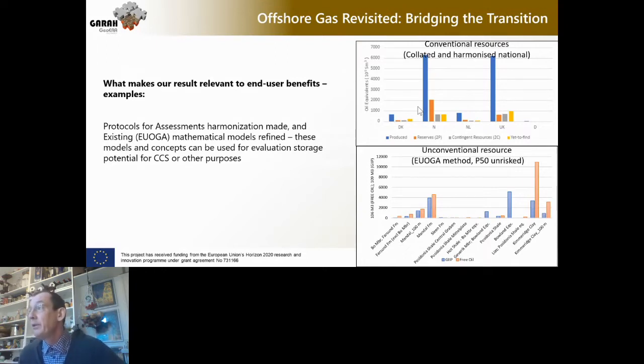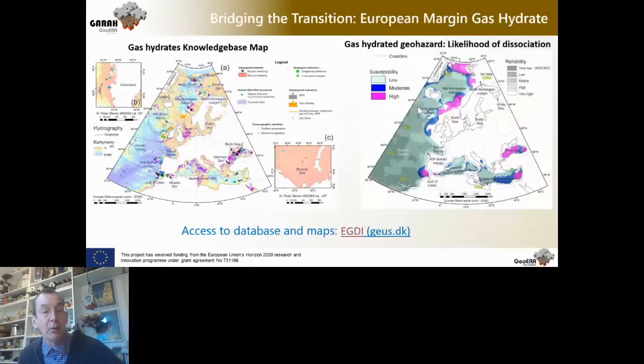Also, as a bridge in the transition, we mapped the European gas hydrate knowledge gaps, and also the potential geohazards connected with the gas hydrates. To the left, you can see a map of where we actually have positive indications of gas hydrates, being either samples or maps based on physical chemical modeling. This shows that the presence is all around the margins of the European margin, so to speak, and within the Mediterranean.